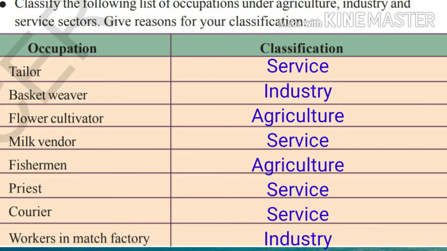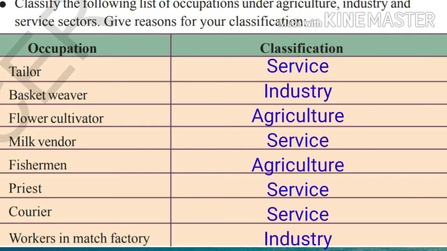There is a list of occupations under agriculture, industry, and service sectors. We give the reasons for this classification. For example, a tailor comes under the service sector because he provides service by stitching clothes. A basket weaver comes under the industrial sector. It is a small cottage industry. A flower cultivator comes under the agriculture sector because he grows a variety of flowers. A milk vendor comes under the service sector. He distributes milk door to door.